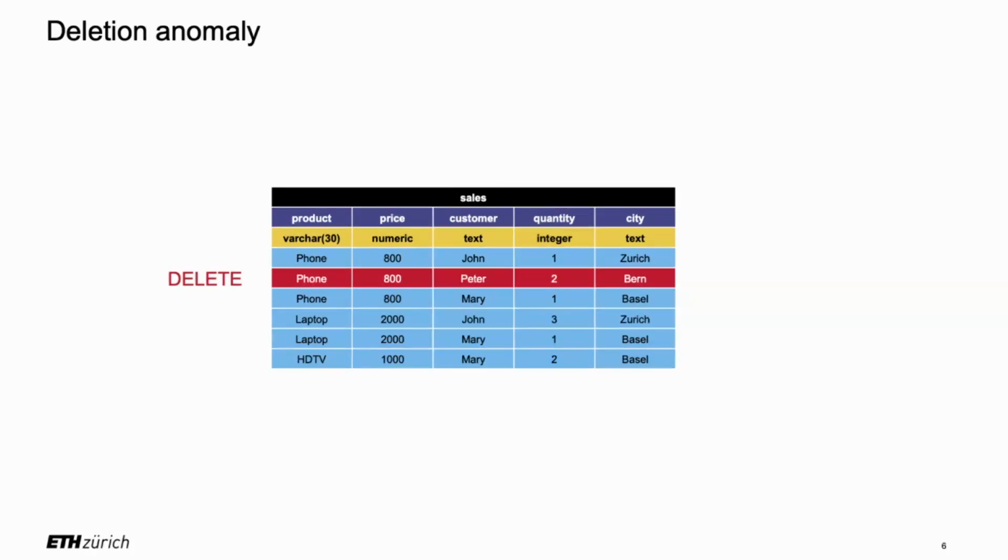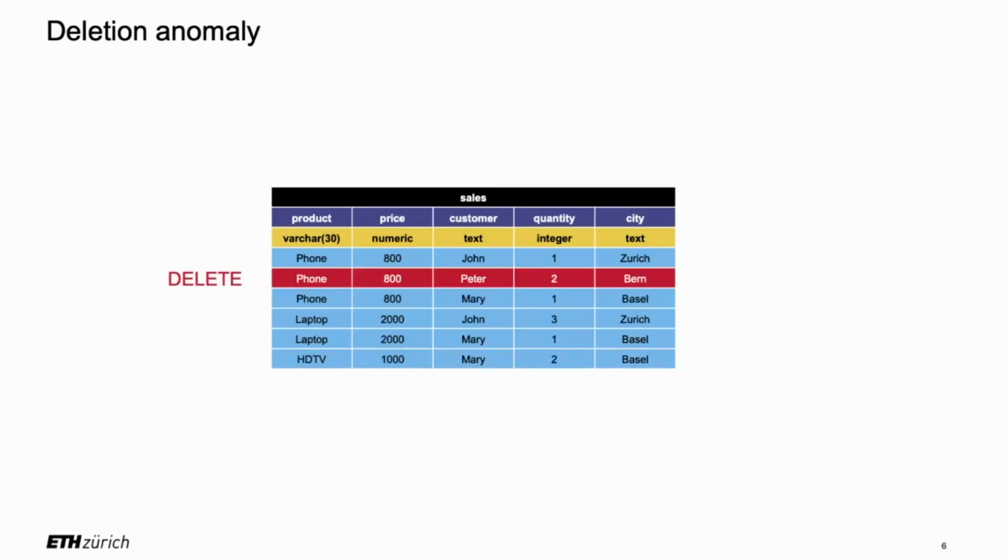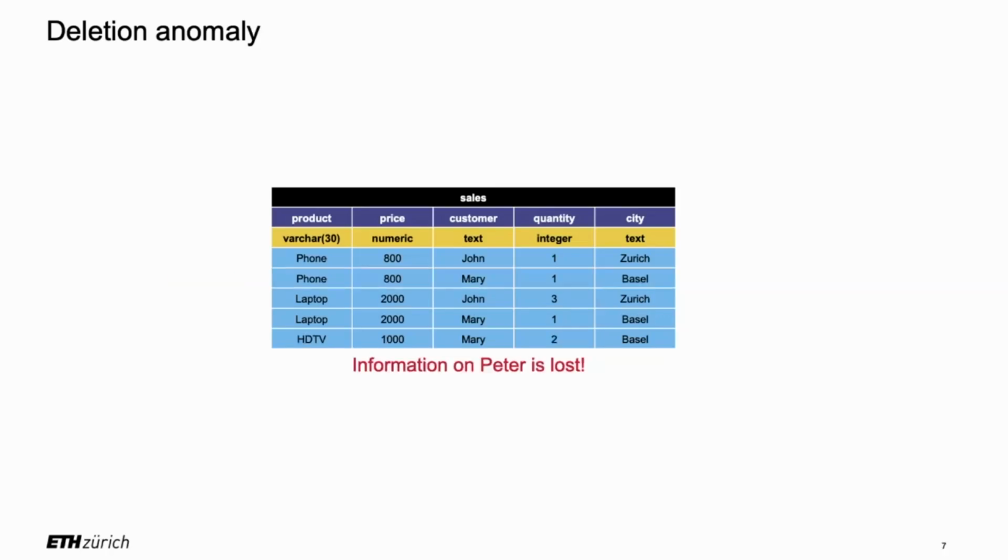So I want to delete the order of the phone by Peter. Do you see the problem? If you do that, you basically delete the information that Peter ordered the phone. But by doing that, Peter is gone. You don't even know that Peter is from Bern anymore. So it means that if you delete the order, you also delete the customer. Who sees that? Right? So this is the problem.